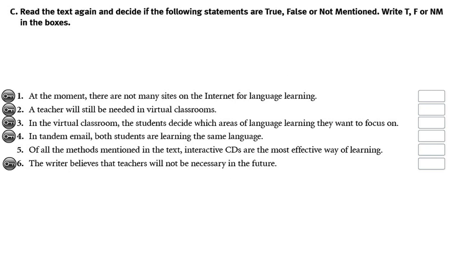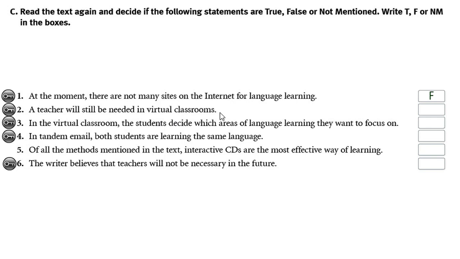C. Read the text again and decide if the following statements are true or false or not mentioned. Write T, F or NM in the boxes. 1. At the moment there are not many sites on the internet for language learning. لا توجد الكثير من المواقع لتعليم اللغة. False. خاطئ.